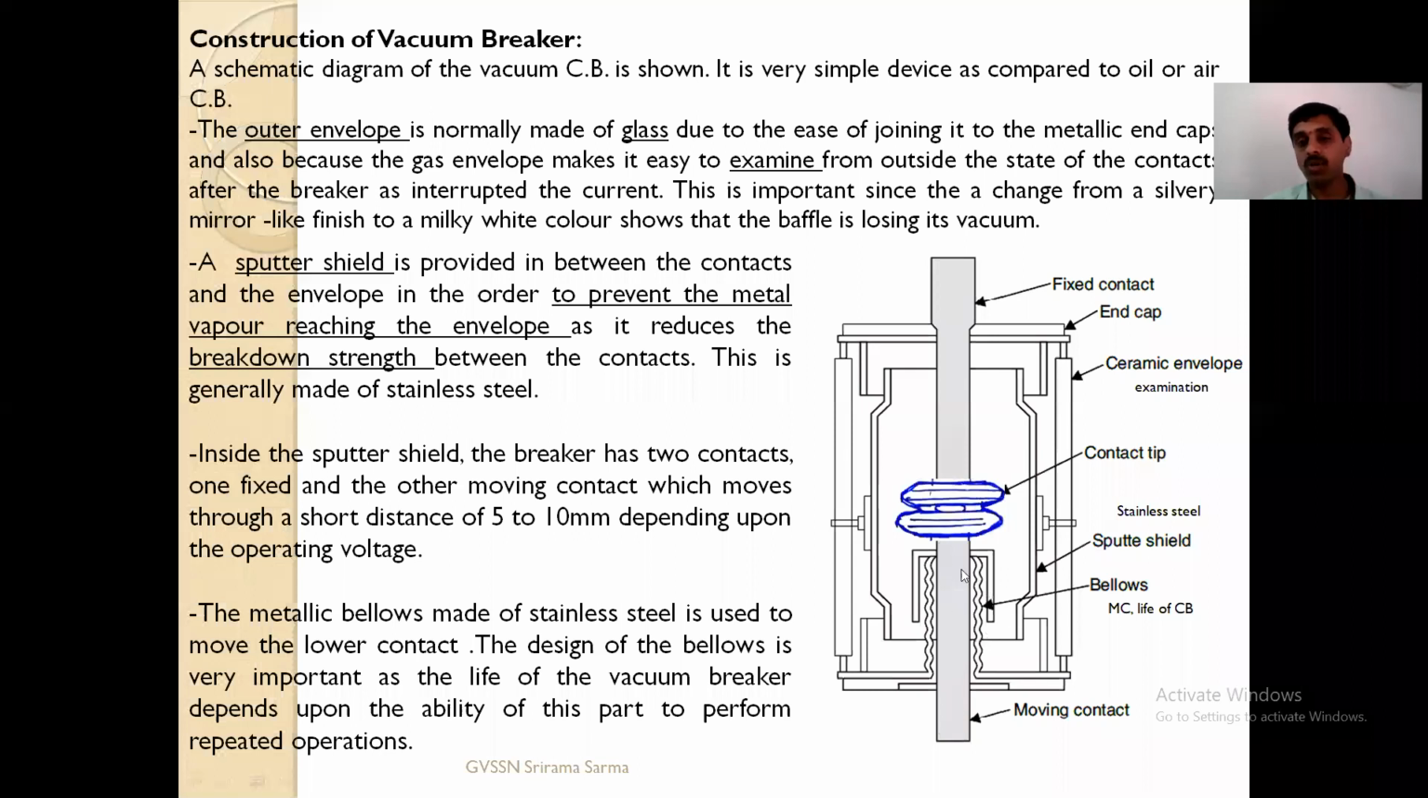The metallic bellows here, bellows are the moving mechanism to move the contact downwards. It is made of stainless steel and is used to move the lower contact. The design of these bellows is very important as it decides the life of the circuit breaker, and also the ability to perform repeated operations, because it has to move like this. The number of operations depends upon these bellows only, so that the closing and opening movement will take place properly. The life of the breaker depends upon these bellows.